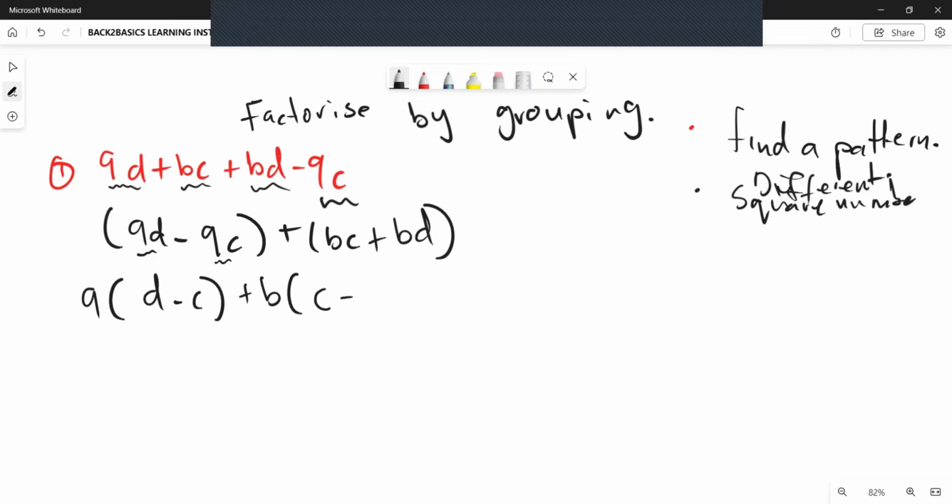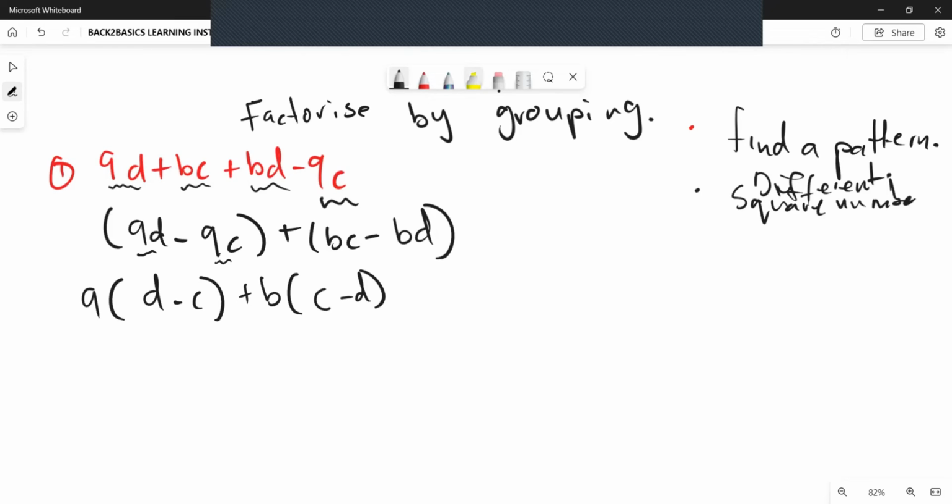subtract D. Wait, I think we might have omitted a sign here. Let's rub. Now, remember here, it was supposed to be negative. Let's get a pen. This was supposed to be negative.